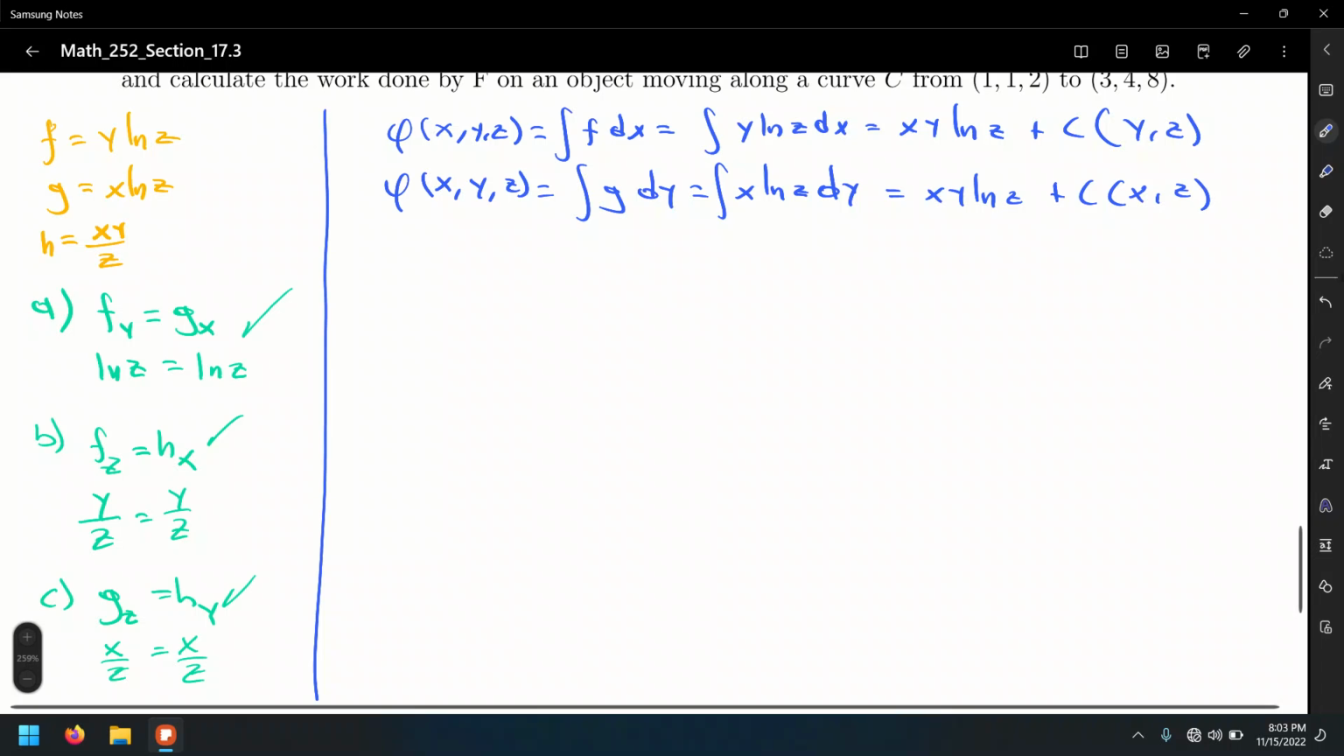And the third partial integration, that's for phi of x, y, z equals the integral of h with respect to z. We need to be careful here. So that's going to be the integral of xy over z dz. So xy are constants, so we are really integrating 1 over z. And what's the integral of 1 over z? ln of z. So that's going to be xy ln of z plus c of xy.